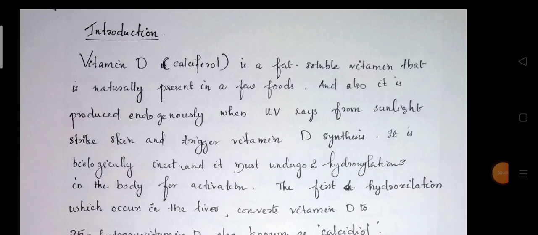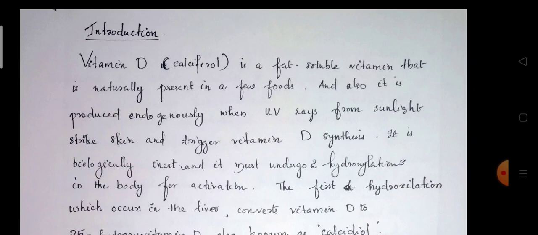Welcome all. Today my topic is photoreactions of vitamin D, which is from the module photochemistry, organic photochemistry. We all know vitamin D is a fat soluble vitamin that is naturally present in a few foods that we eat. And also it is produced endogenously when UV rays from sunlight strike skin and trigger vitamin D synthesis.